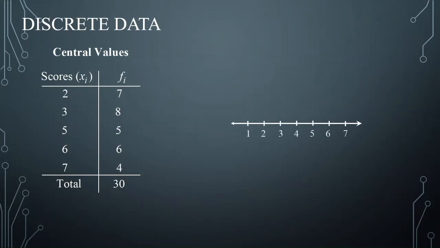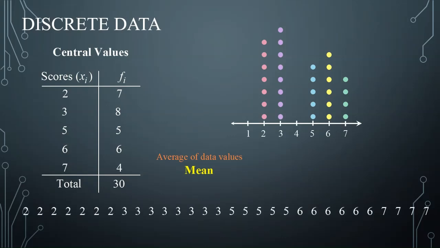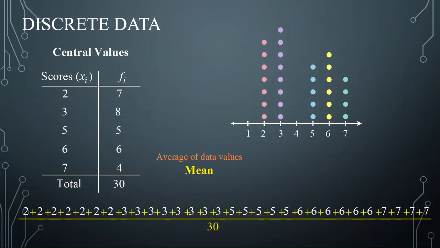I will first consider a number line with the scores at the scale and stack our data points based on the frequency of each score. The first central value we will look into is the mean, which is the average of the data values. Listing our data values, I start by adding them, then I divide them by the total data points, which is how averages are normally calculated.